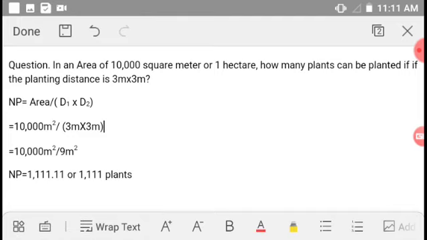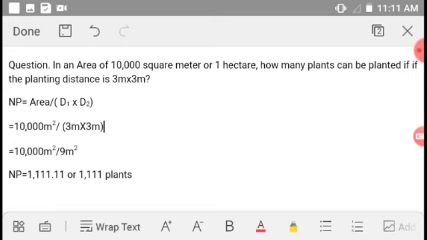So, another problem. In an area of 10,000 square meters or 1 hectare, how many plants can be planted if the planting distance is 3 meters by 3 meters? So, following the square method, the number of plants is equal to area divided by the product of the first distance and second distance. Sa PEMDAS natin, mauuna nating i-compute lahat ng nasa parentheses or exponent bago mag-proceed sa multiplication or division and addition or subtraction.